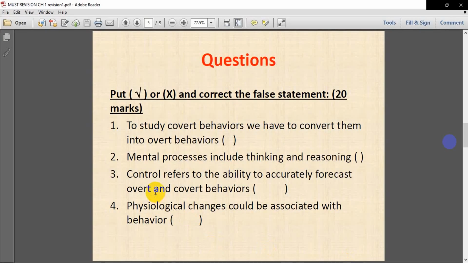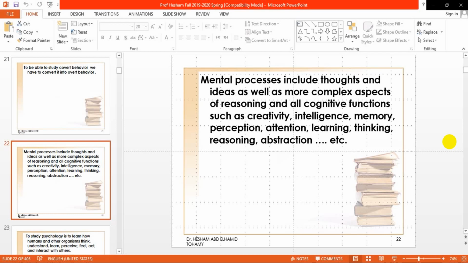Control refers to the ability to accurately forecast and or control behavior. This sentence is false because the ability to forecast is prediction, not control. Control is referred to as modification or altering the conditions that affect or maintain the behavior. And you can check these two slides.